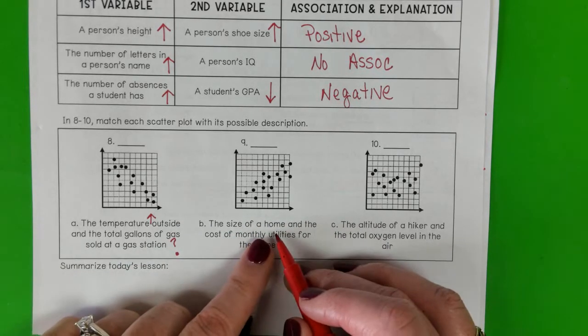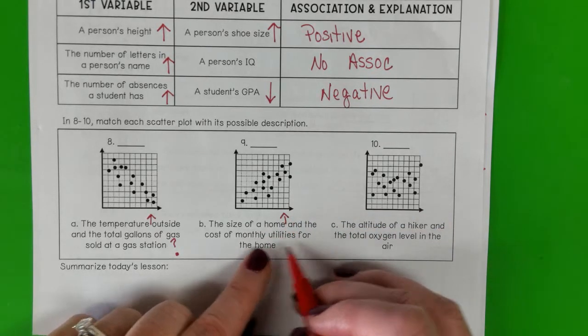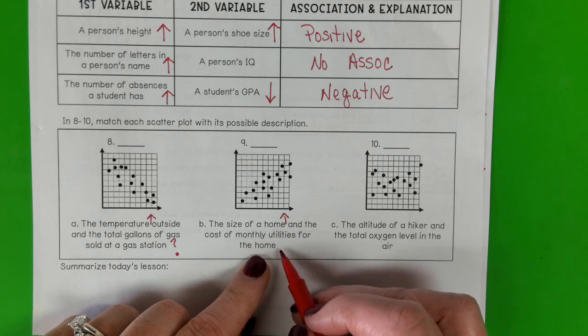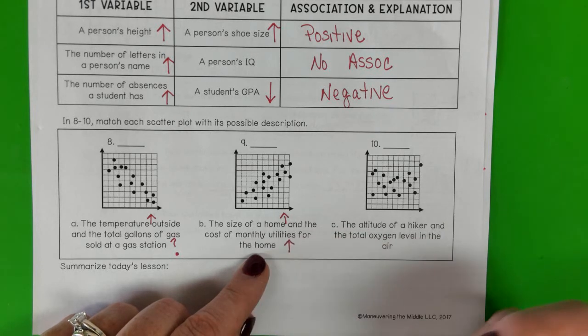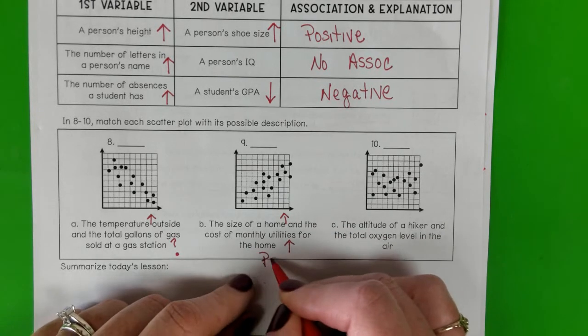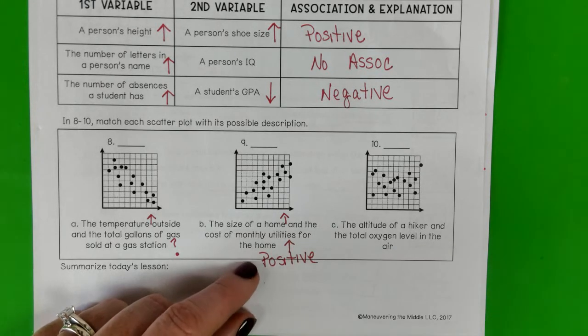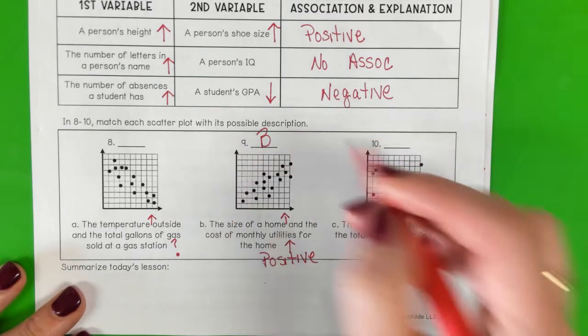The size of a home, as it goes up, the cost of monthly utilities for the home. So if you have a big house, do you think your electric bill is going to increase or decrease? And the answer is increase, right? So this is a positive trend. As one goes up, the other goes up. And so which graph has a positive trend? Well, that's number 9, right? So number 9 is B.